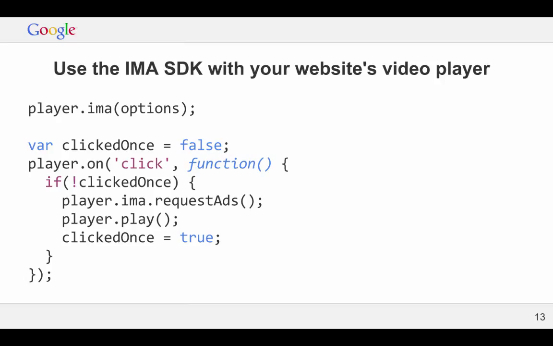and then add our own click handling function. This is straight out of the IMA SDK's plugin example code, where we want to override the first click. So if it hasn't been clicked yet, we want to request ads first, then play the video, and after that we want to let them play the video again without any ads.